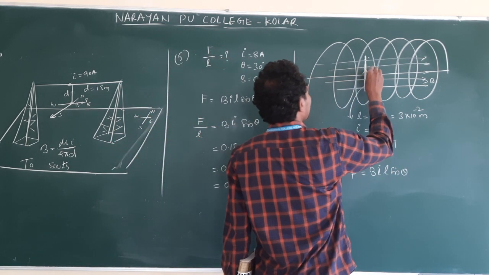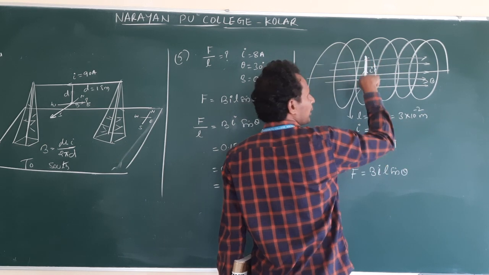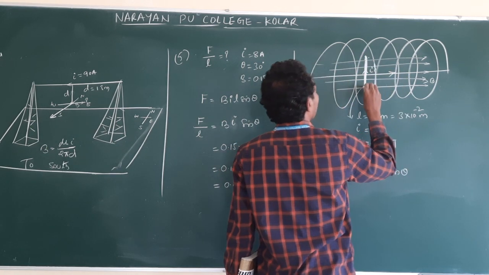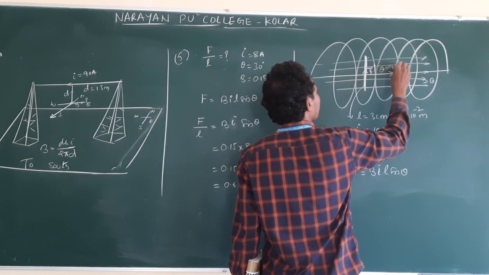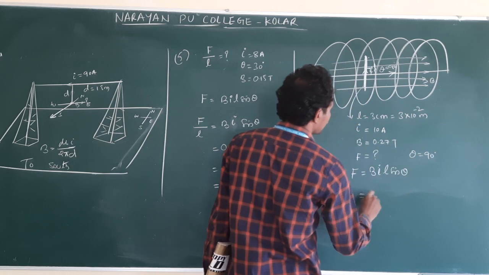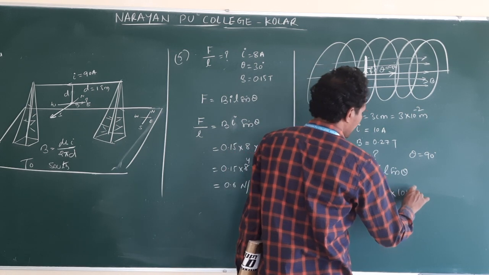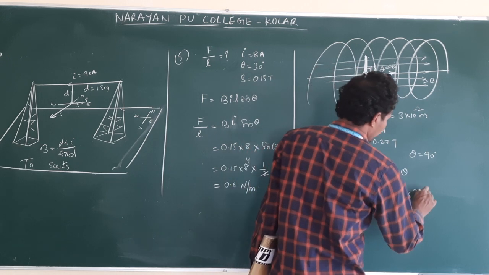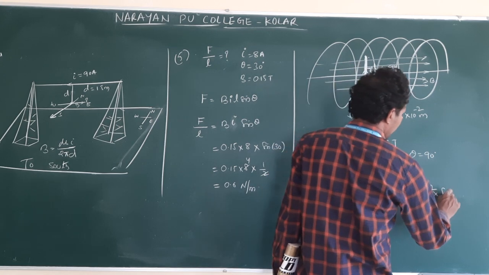If you take current I in this direction and multiply with L, this will be the current element. Whatever may be its direction, current going up or moving down, the field is acting in this direction. In both cases the angle will be 90, then theta is equal to 90 degrees. Then this will be 0.27 into I, 10 amperes, into L, 3 into 10 power minus 2, into sin 90.